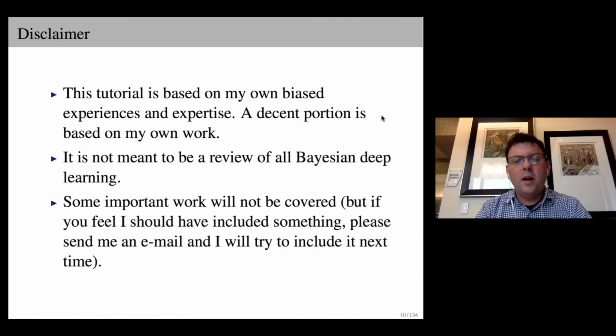Now, I'll add a brief disclaimer, which is similar to a nice disclaimer I saw in the NeurIPS tutorial on deep learning with Bayesian principles. This tutorial is not meant to be a review of all things Bayesian deep learning. That may have actually been possible 3 years ago, but I'm excited to say it's not anymore. We're having workshops now on Bayesian deep learning with hundreds of paper submissions. Rather, this tutorial is meant to provide a complementary perspective, which is largely based in my own experiences and expertise. A decent portion will be based on my own work. In a sense, it's what I would tell myself if I could build a time machine and go back in time. That said, if you feel I should have included something, please send me an email and I'll try to include it next time.